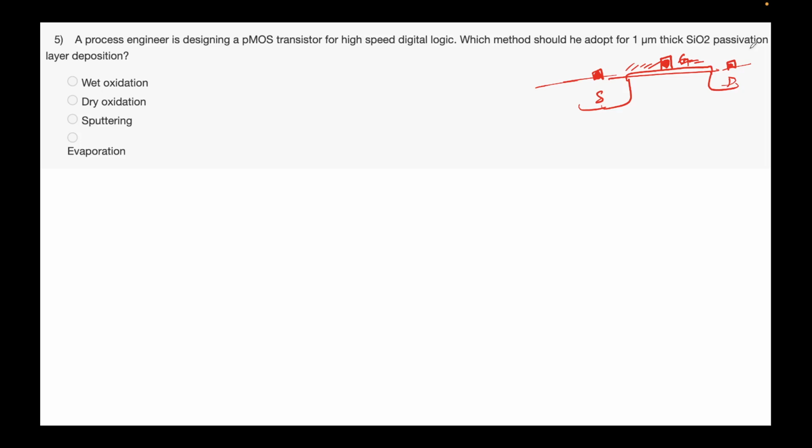Okay, so now we want to passivate. I am just going to draw a passivation layer. Let's say this is the silicon substrate, and I want to grow SiO2. I know this thickness is 1 micron. This is for passivation purposes, not as a gate dielectric. It has a different utility. So what methods should we use? There are 4 methods that are given: the oxidation methods and the sputtering or evaporation. These are what are typically called physical vapor deposition.